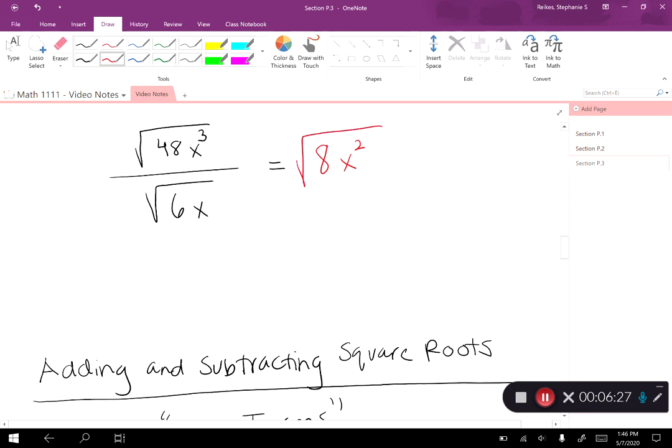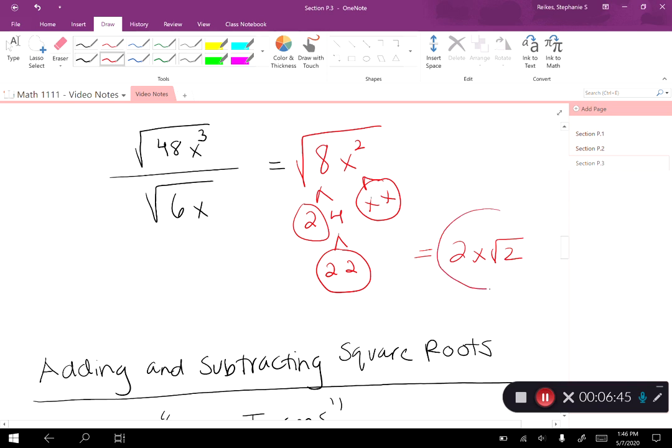Big square root around all that. Again, 8 is not a perfect square, so let's do a tree. That's 2 and 4, 2 and 2. I have a pair of 2's with one 2 left over. Again, x squared is x and x, a pair of x's, and so this is going to simplify to 2x root 2. Final answer.